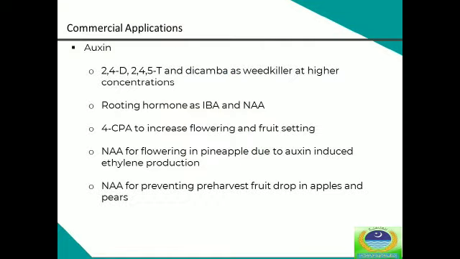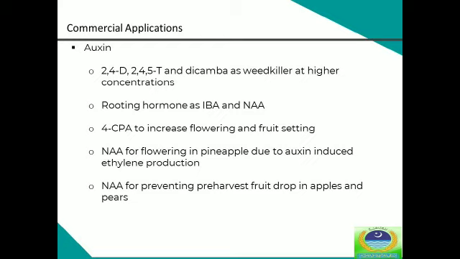Now that we have discussed different classes of hormones, let's talk about their commercial applications. If we talk about commercial application of auxins, they act as weed killer at high concentrations. They promote growth to such extent that plants are unable to maintain that growth rate. So hence they act as weed killers.